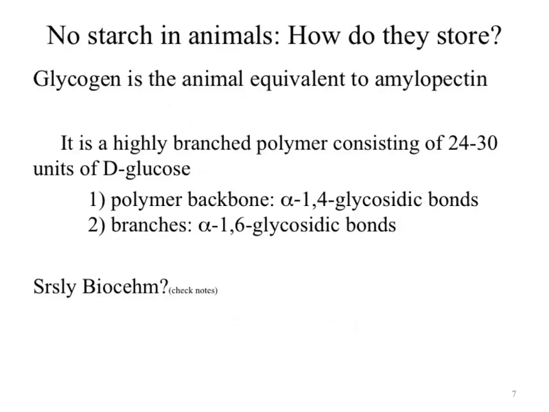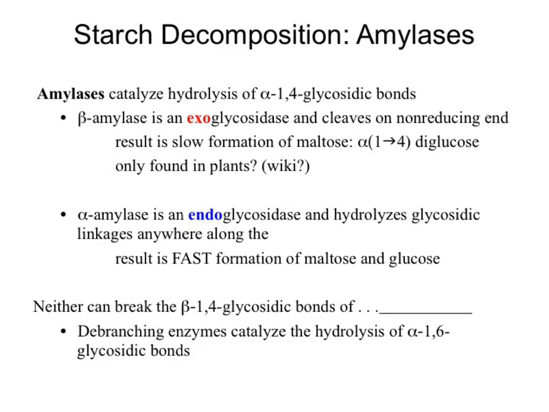To me, this is, again, one of those irritating things with biochem. We've got virtually an identical structure, and we're going to call it a different name just because it came from something else. Okay? There are slight variations. We're looking at every 24 to 30 sugars to get your branching.